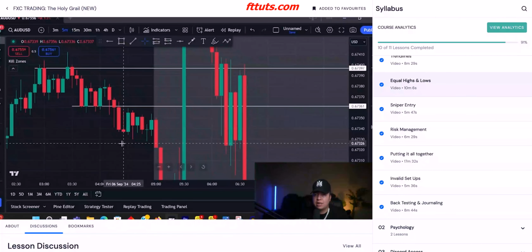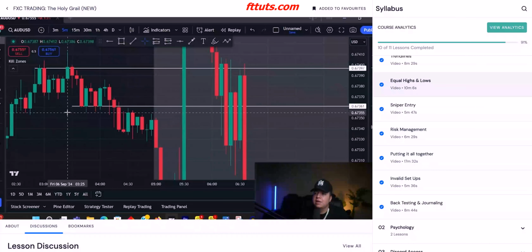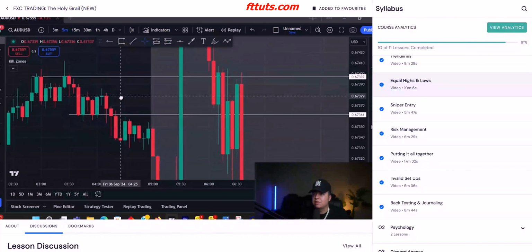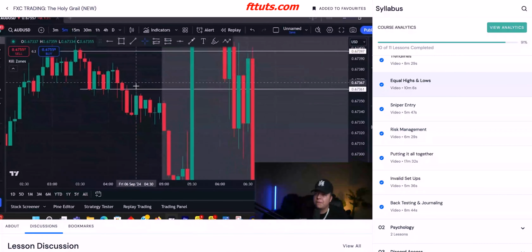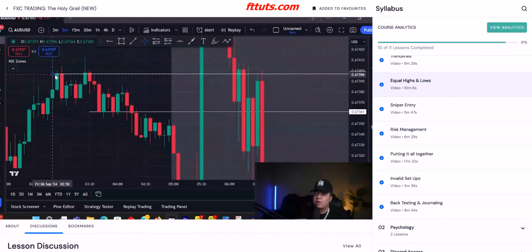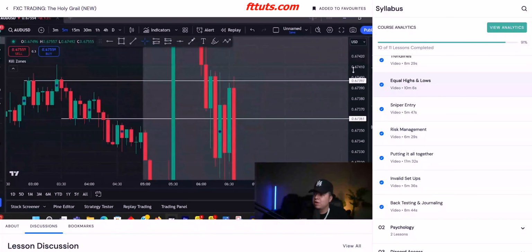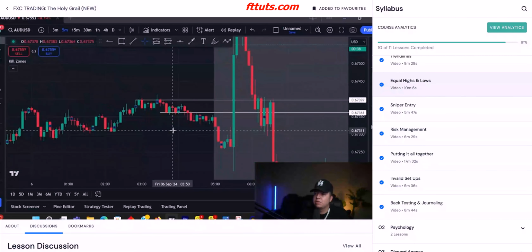This is when the trend line comes. After the highs and lows have been taken, this is when the trend line comes. And you would put your trend line right here. But we'll get more into that in the putting it all together video. So we mark up these equal highs and equal lows. We wait for them to be taken and the candle to close above.